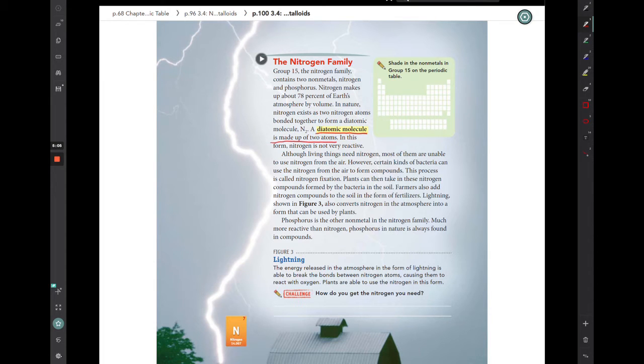Phosphorus is another nonmetal that is in the nitrogen family. It is a little more reactive than nitrogen and is almost always found in compounds. So in this green box over here, I wanted you to shade in the nonmetals in group 15 on the periodic table. So that should have been these top two, nitrogen and phosphorus.